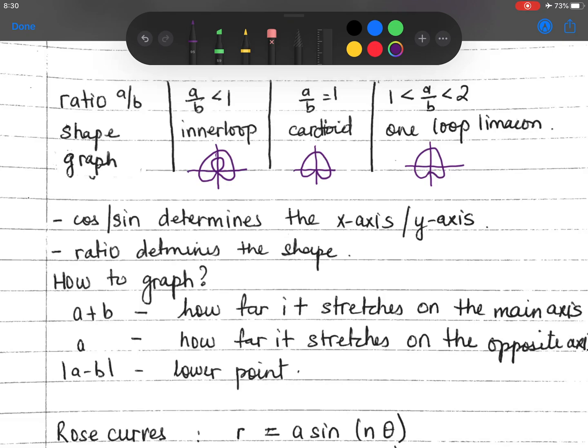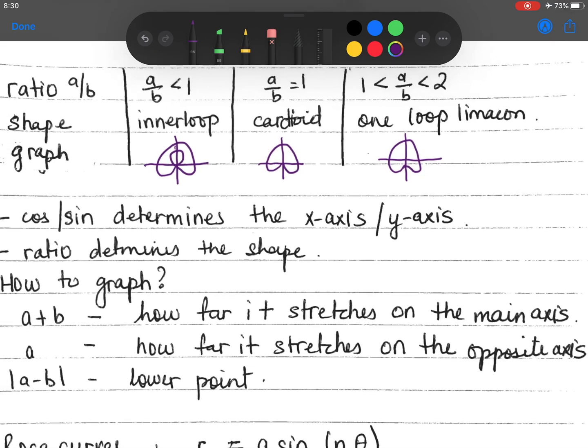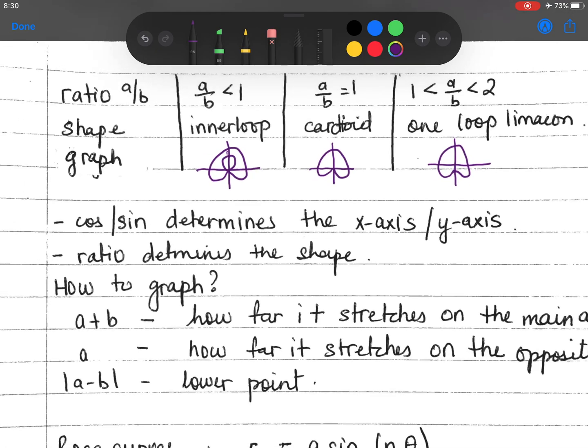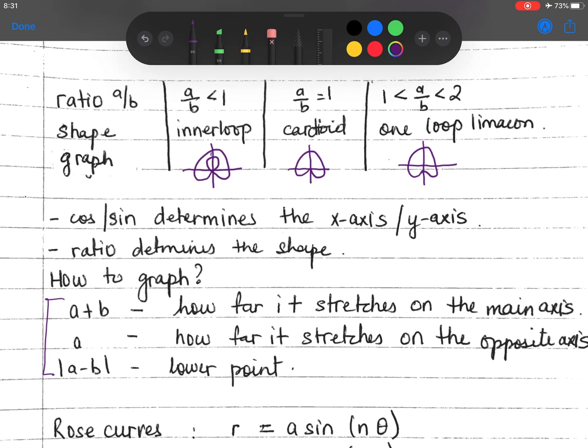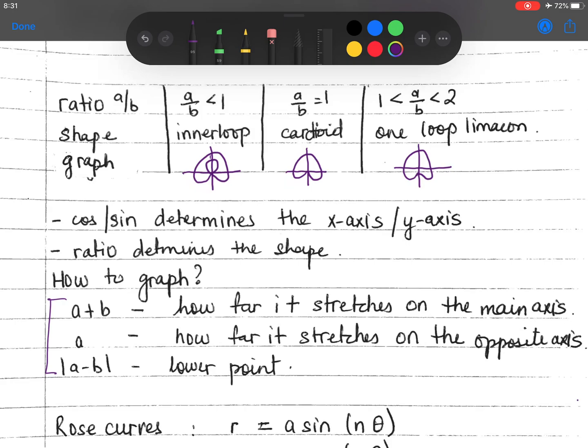Okay, so again, cosine and sine determine the x-axis or the y-axis. If it's a cosine, you're going to be on the x-axis. If it's a sine equation, you'll be on the y-axis. The ratio determines the shape. So if you want to know how to graph them and you don't want to use the calculator, you need these 3 things: A plus B, A, and the absolute value of A minus B. A plus B tells you how far it stretches on the main axis.